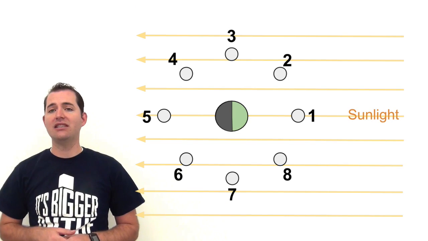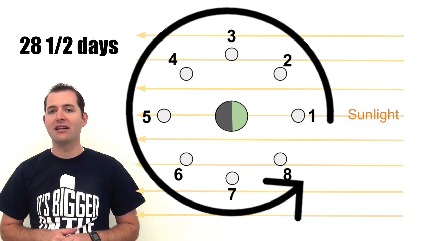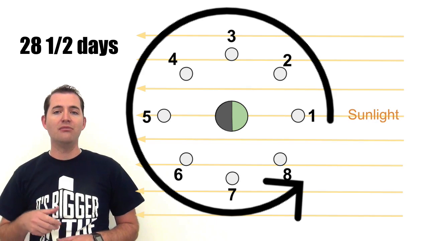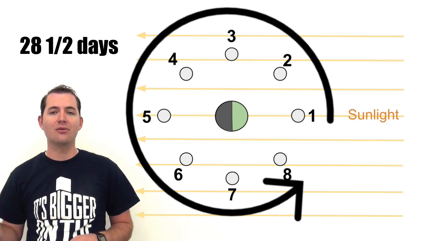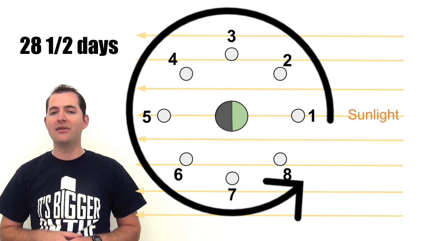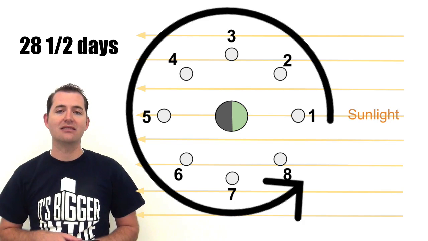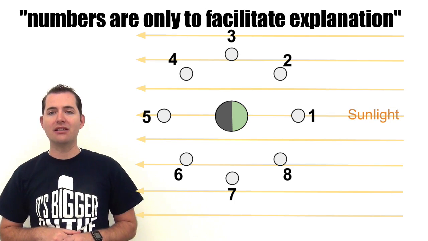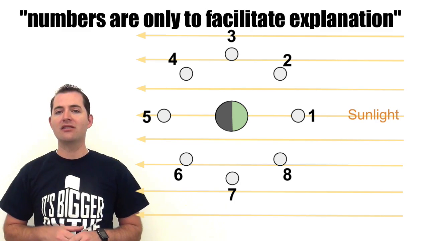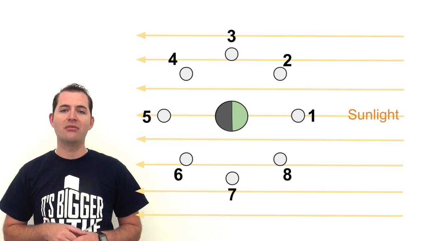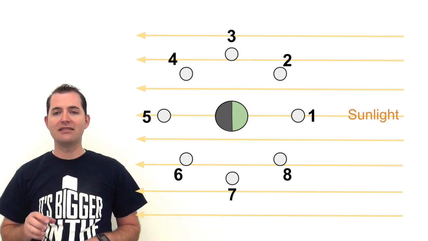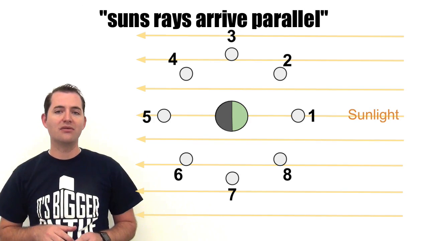Now, this entire motion takes 28.5 days. So on this model, it would move, for example, from location 1 all the way around counterclockwise and back to location 1 in 28.5 days. It's also important to note that the numbers in this model are only there to facilitate the explanation of the model. It's also important to recognize that the sun in this model is a very long ways away.